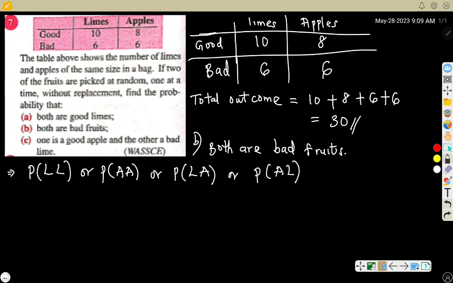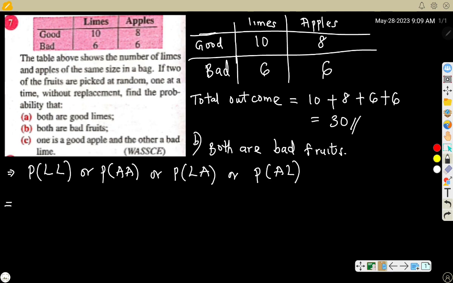So far the question did not mention whether it is apples or limes. We just know that both are bad fruits. So the possibilities can be that the bad fruits are both lime, both apple. We can also have combinations of the bads, that is either lime first and apple next, or apple first and lime next. So those are the possible ways.